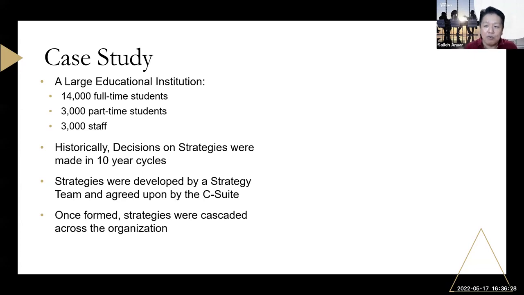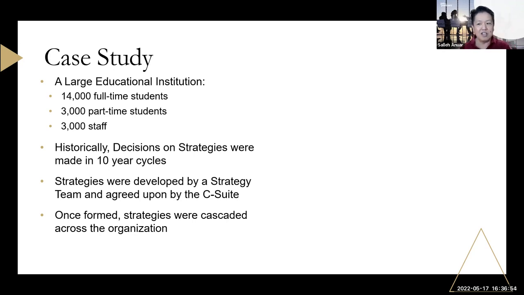And the strategies were often developed by the strategy unit or team that's within the organization. The strategy team will do their own research and then present: these are the strategies we need to do in the next 5 to 10 years. And the C-suite or the leadership will say, okay, we agree, or change this, change that. Okay, and once they decide on the strategies, they will cascade across the organization.